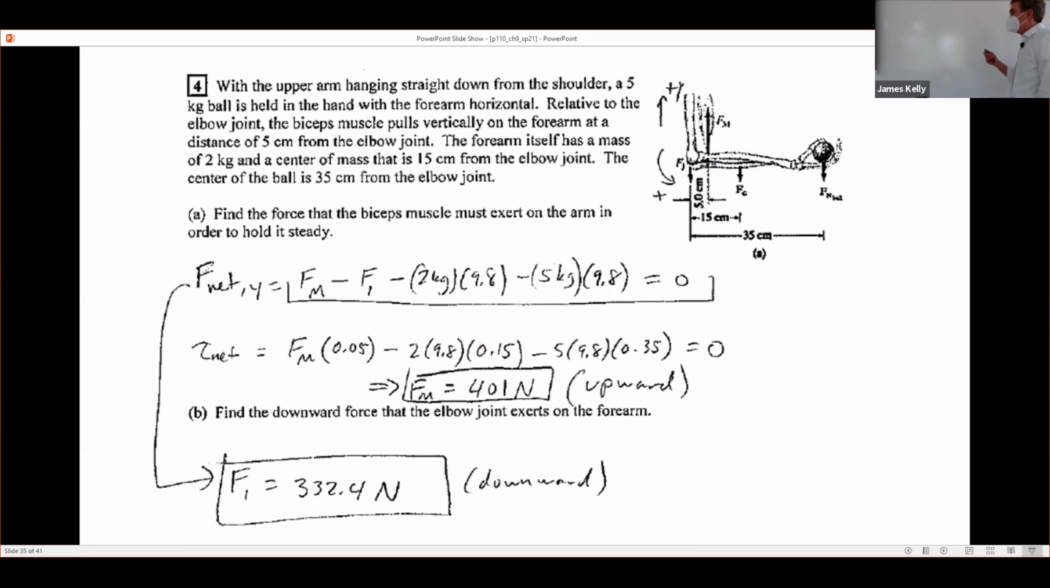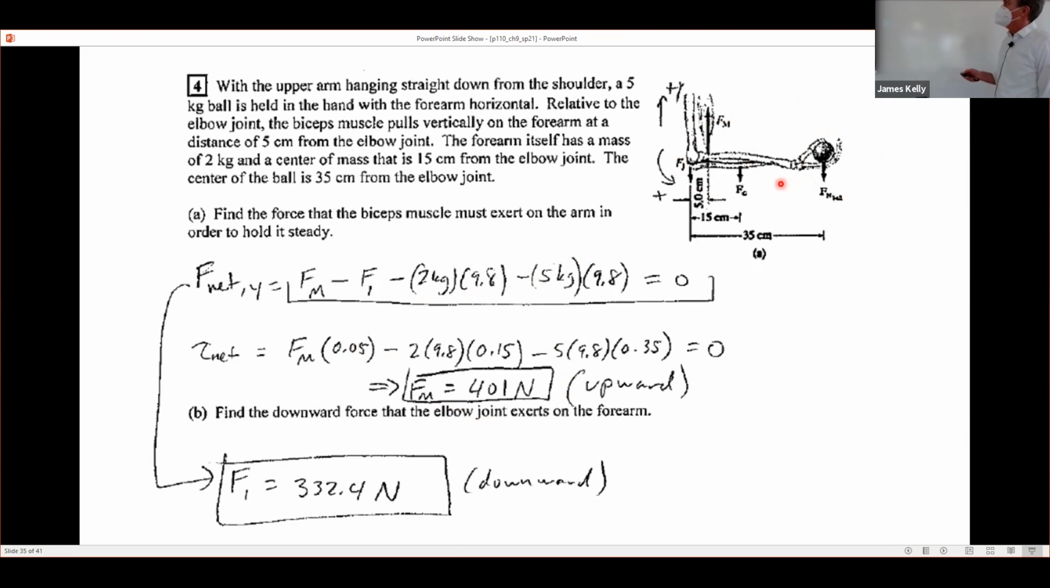And it's tempting to just say, boring numbers, but we might consider how hard the muscle has to pull up compared to how much the weight of the ball is. Now, part of it is the forearm, but the mass of the ball is greater than the mass of the forearm. What's the weight of the ball approximately? It's a 5 kilogram ball, just very round numbers. How much does that weigh in newtons? 50 newtons, right? Because g is about 10 in SI units, so mg is about 50.